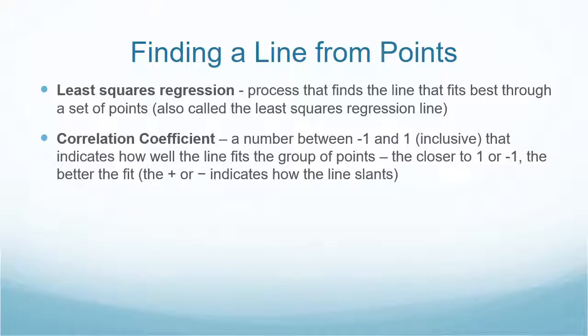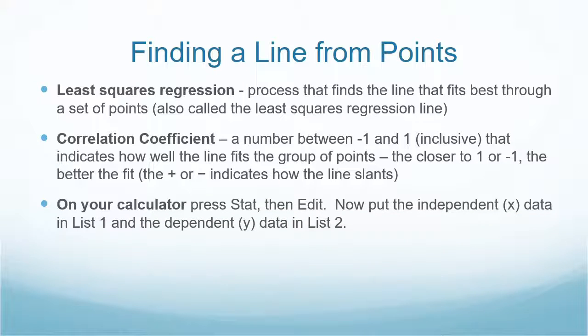When you do this on your calculator, you can do it by hand, but the calculator is much more precise. One of the things that it will give you is called a correlation coefficient, and it is a number between -1 and 1 that tells you how well the line fits the group of points. The closer to 1 or -1, the better the fit. So 1 or -1 would actually be a perfect fit. The plus or minus actually indicates the slope of that line.